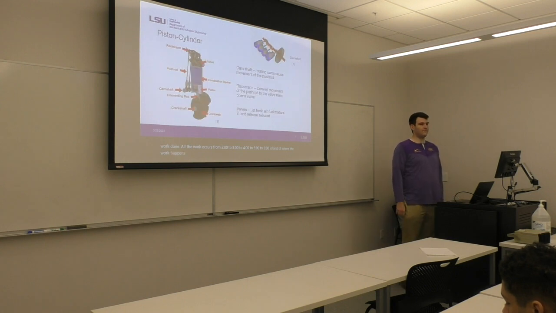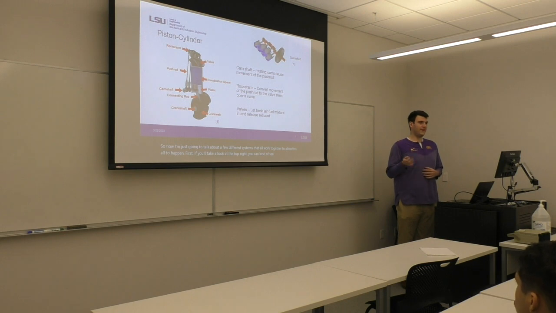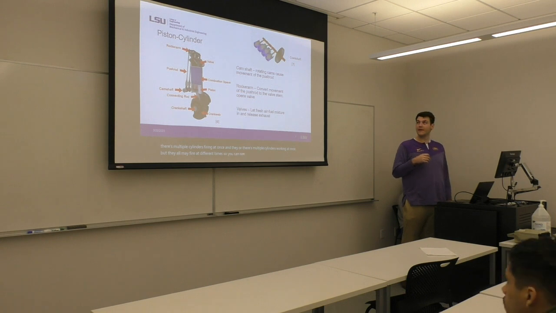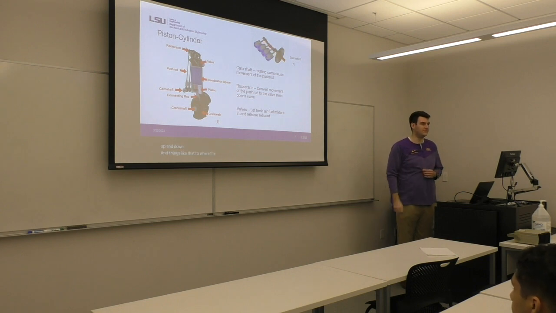So now I'm just going to talk about a few different systems that all work together to allow this all to happen. First, if you'll take a look at the top right, you can see that on many engines there's multiple cylinders working at once, but they all may fire at different times. So you can see the red bit is the crank web, and it's not just one straight shaft. The way the work is added is there's the little bits that go up and down, so that the pistons can be at different positions at the same time.